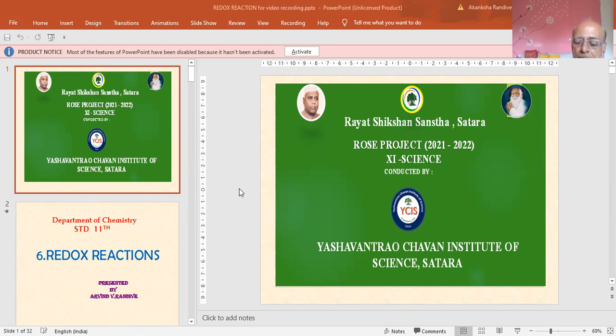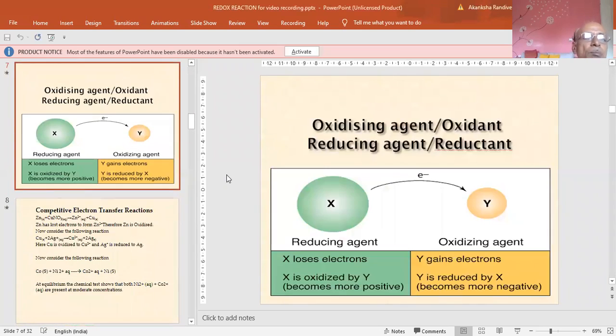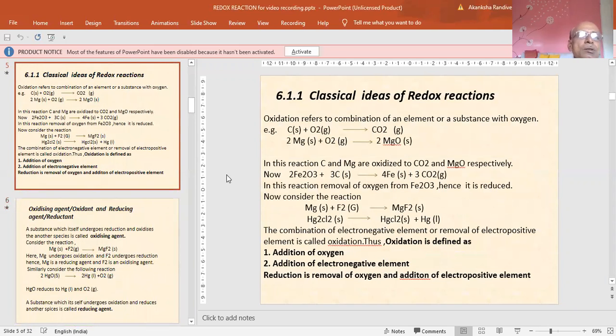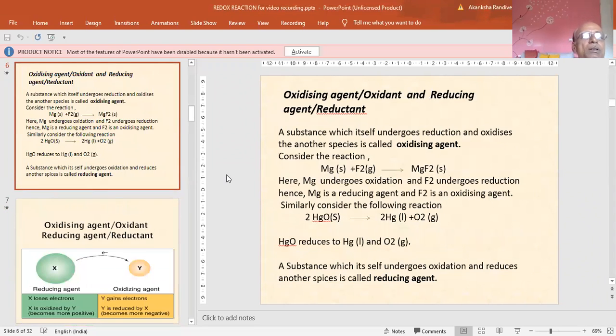The next topic of this chapter that we have to study now. Up till now we have studied the oxidation reaction, reduction reaction, the classical ideas of oxidation and reduction reactions. Similarly, we have studied the oxidizing and reducing agents. Similarly, in terms of electron transfer, we have studied the oxidizing agent and reducing agent.